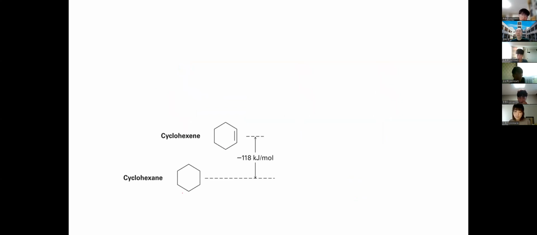Now we think about the stability of these two molecules. This is a cyclohexane. And this one, by removing 2 hydrogens, we made it into a cyclohexene. One double bond there. Which molecule is more stable? Cyclohexene or cyclohexane?